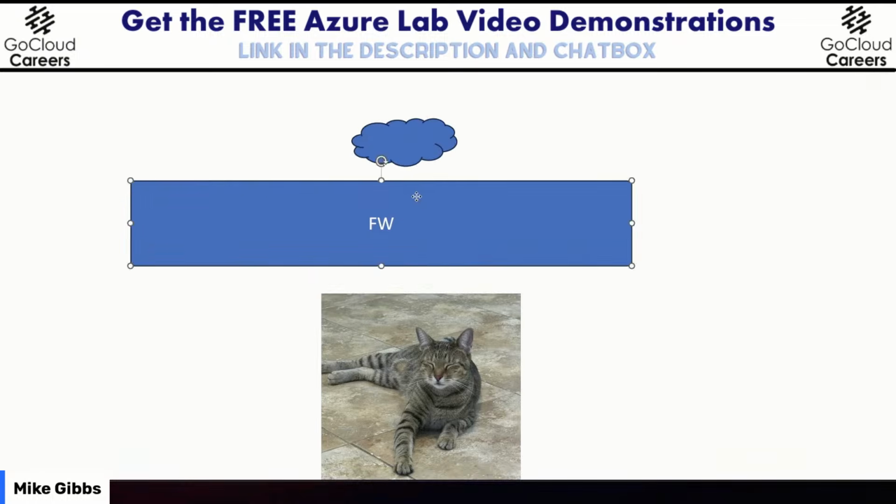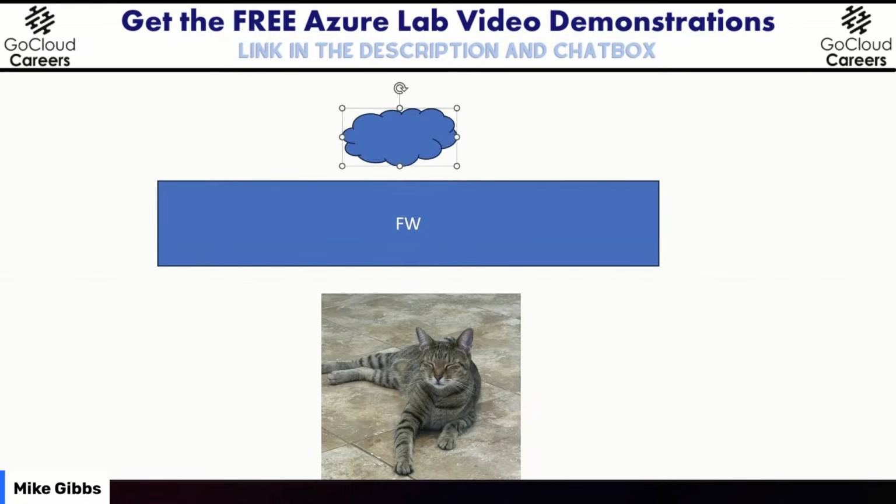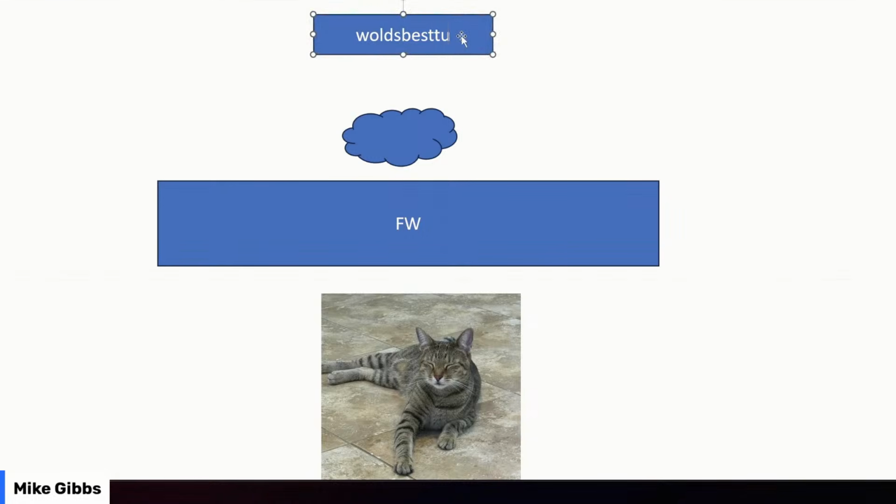Firewalls behind the internet. And over here, you've got a website, World's Best Tuna and Shrimp.com. Because this cat loves her shrimp and she loves her tuna. I mean, she's kind of obsessed with it, but that's neither here nor there.